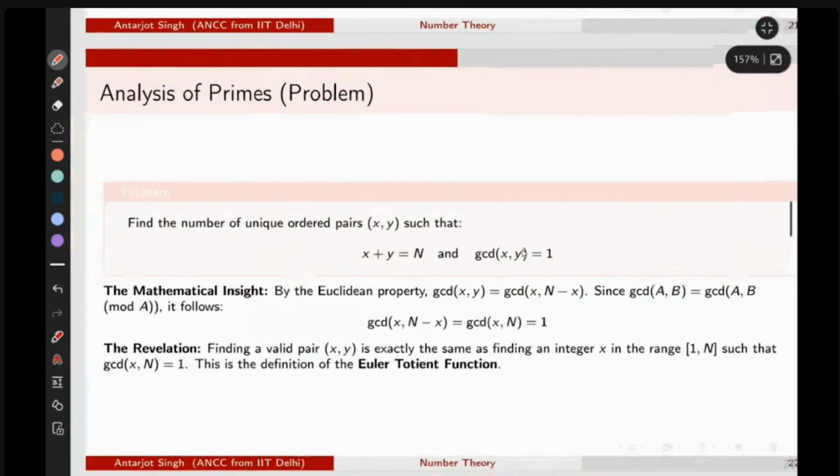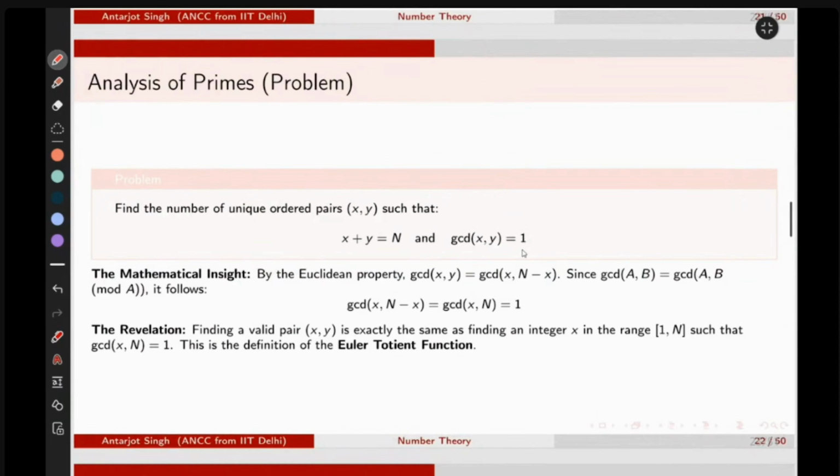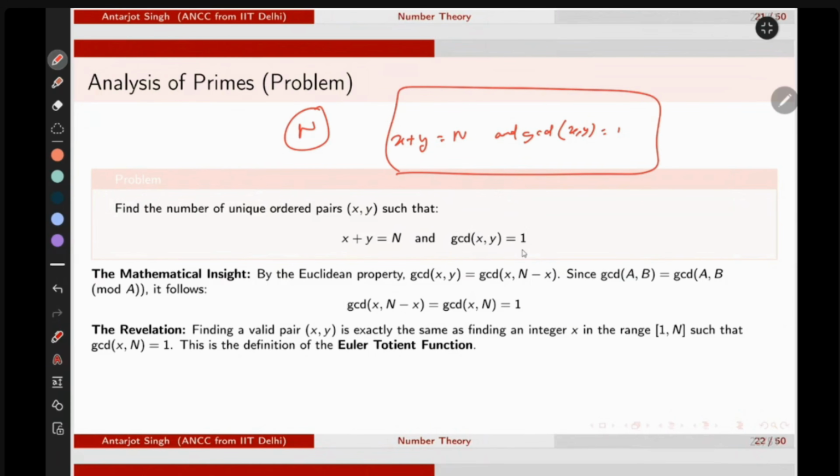So we have a problem. You have a number n given in input, and you need to find a unique ordered pair x and y such that x plus y is n and GCD of x and y is 1. Does anybody have an idea how we solve this? Like x plus y is n and GCD of x and y is 1.